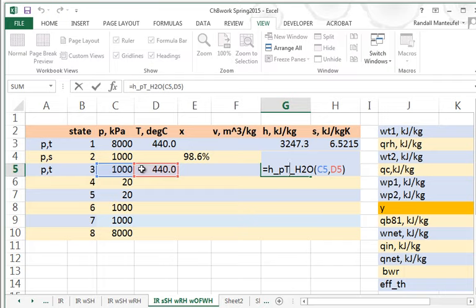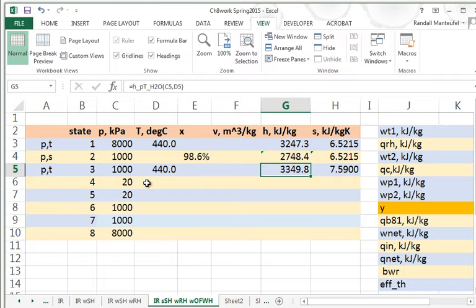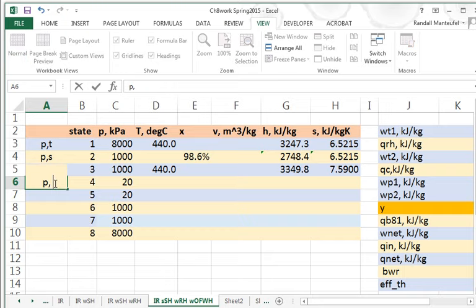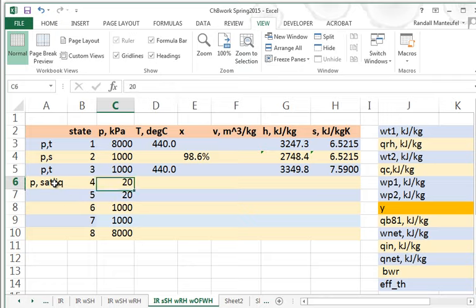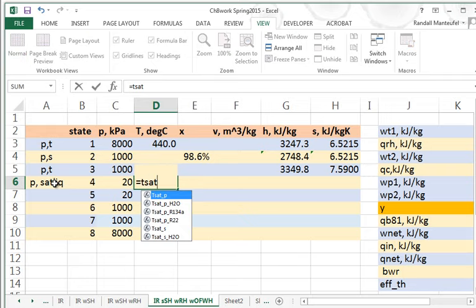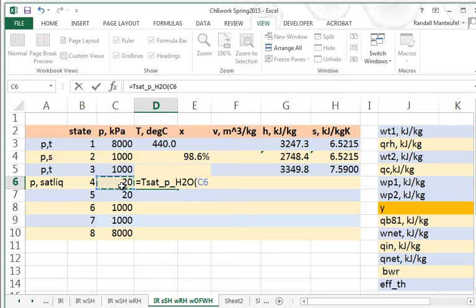Okay, what about coming out of the condenser? We know the pressure, and we know it's saturated liquid coming out of the condenser, true? So if I wanted to know that temperature coming out, I would say Tsat as a function of pressure for water, and there you go. It comes out 60.1 degrees C. We've seen that temperature before.